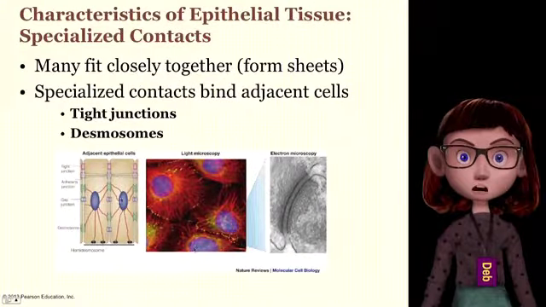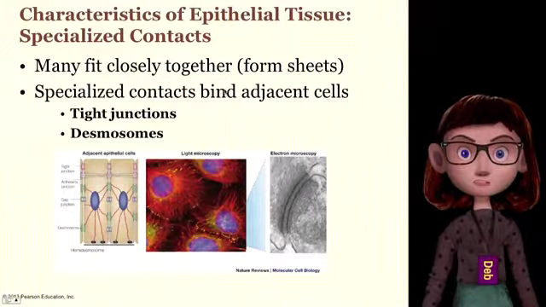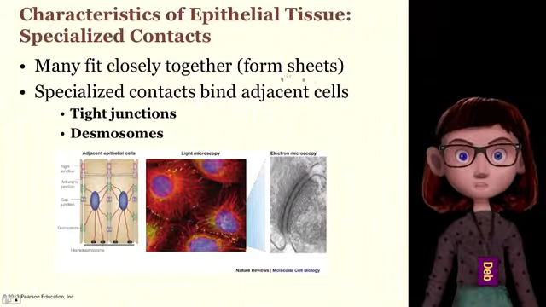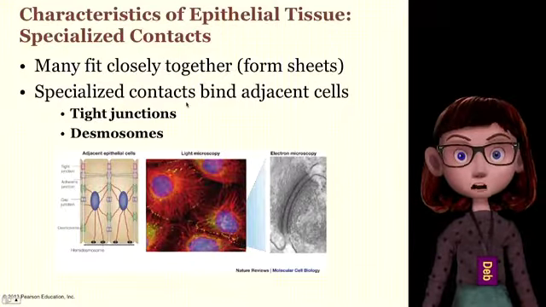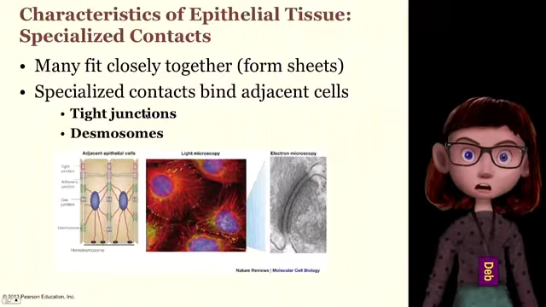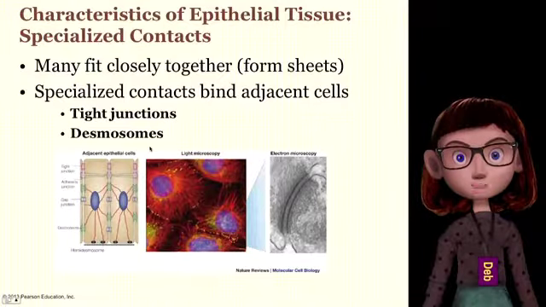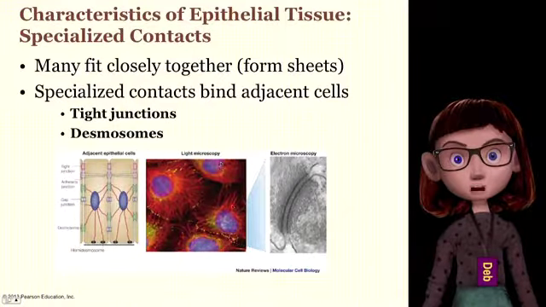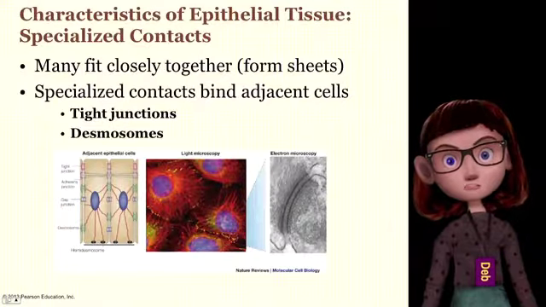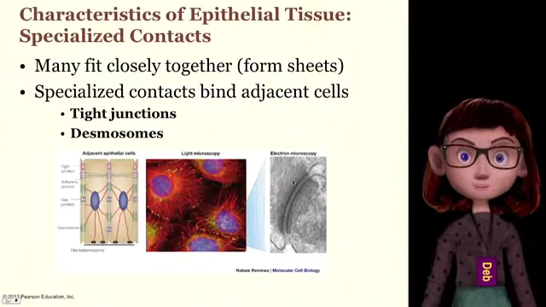Epithelial tissues also have specialized contacts. Many of the epithelial tissues fit closely together. And these are those epithelial tissues that cover surfaces. They form sheets. The specialized contacts will bind adjacent cells. The cells that are next to one another may be joined by tight junctions or desmosomes. This is showing microscopic images. You have light microscopy, and this is actually an image using an electron microscope, which we call electron microscopy.